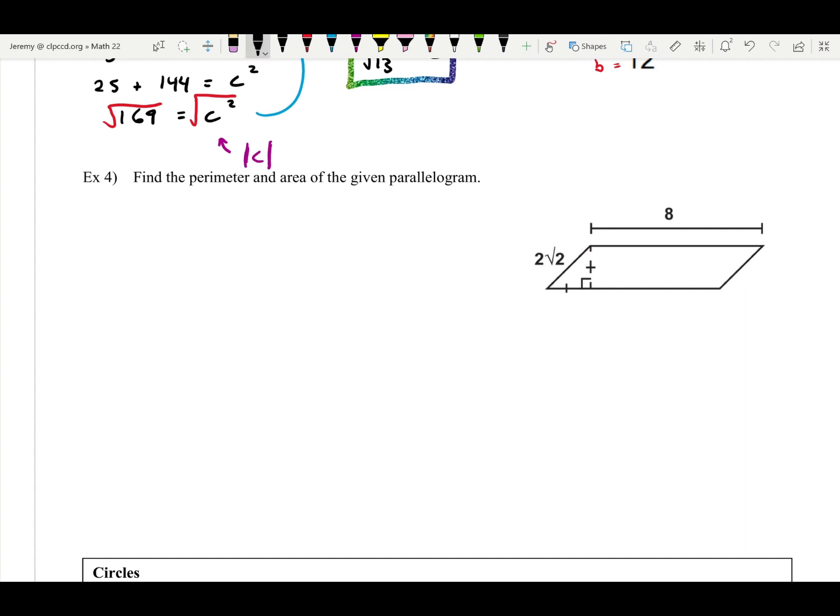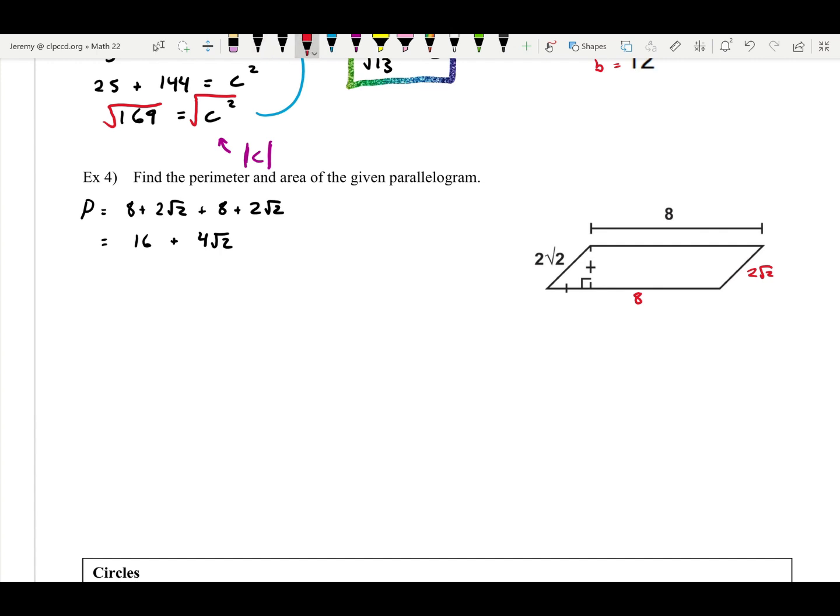So the perimeter will just be the sum of those side lengths, which will be 8 plus 2 root 2 plus 8 plus 2 root 2. Okay, those last two terms were this 8 down here and this 2 root 2 over here. So we'll just simplify this. We'll have 16, that's adding the 8s together. What about 2 root 2 plus 2 root 2? That gives us 4 root 2.